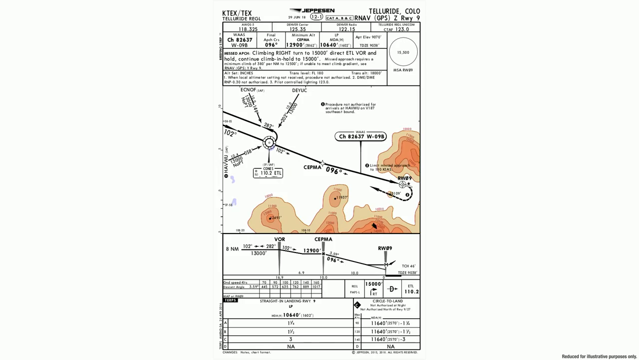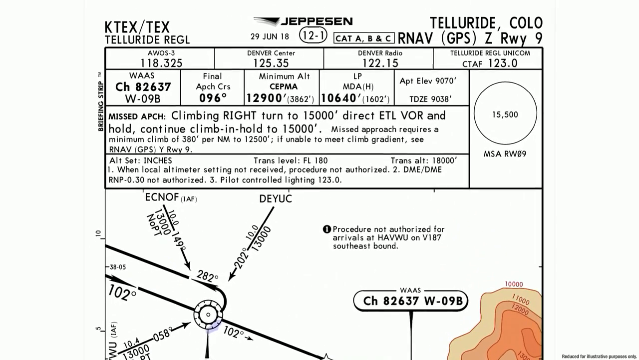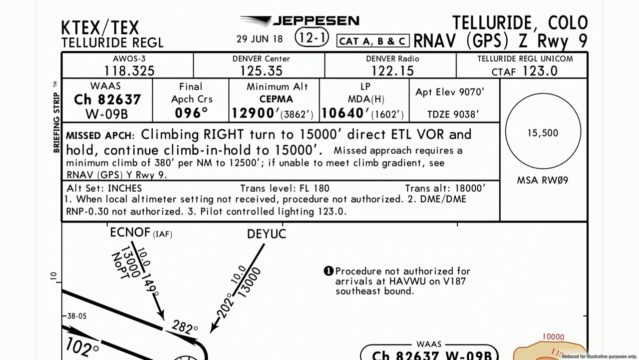And we're going to take a look at an RNAV procedure here. Again, I'm going to zoom in on the header. And again, this is a Jeppesen chart. This is the exact same for FAA procedures as well. They use the same name. This is the RNAV Zulu Runway 9 into Telluride, Colorado.